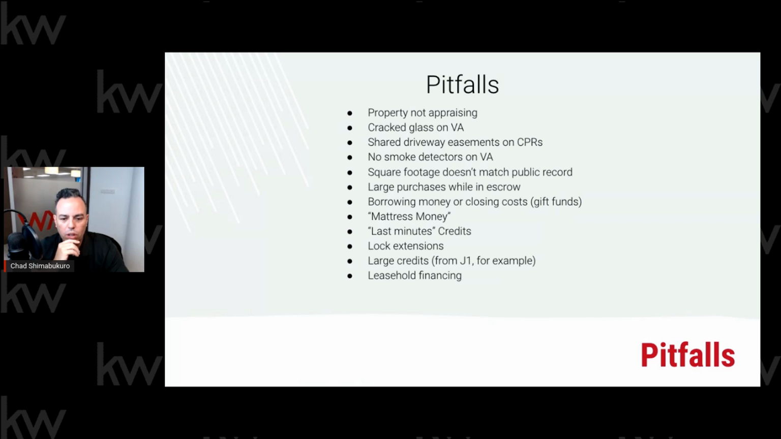Borrowing money or closing costs with basically gift funds. Gift funds could be a pitfall, because people don't realize that as of 2009, there was something that was instituted called the Patriot Act. The Patriot Act is a set of rules to combat terrorism and money appearing out of nowhere. And even if it's mom or dad, so let's say that I'm buying my first home and mom is gifting me $50,000 to help with my closing cost or my down payment, whatever that might be.